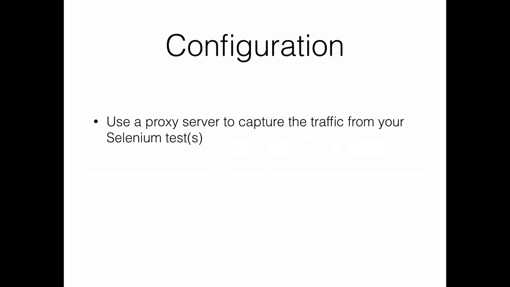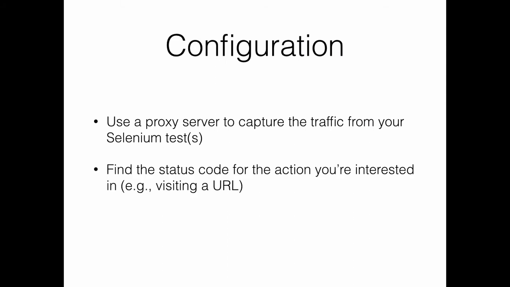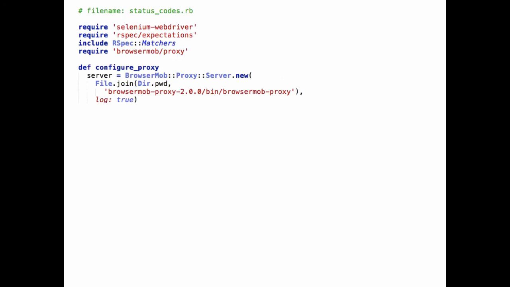And so the configuration looks like this. You use a proxy server to capture the traffic from your Selenium tests. And you do this by accessing what's called the HAR, the HTTP archive. And you find the relevant status code from a specific action out of this HAR. So an example would be visiting a URL and seeing if that URL returns a correct status code. And then you would assert that the status code is what you expect.